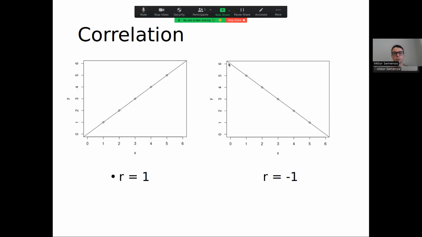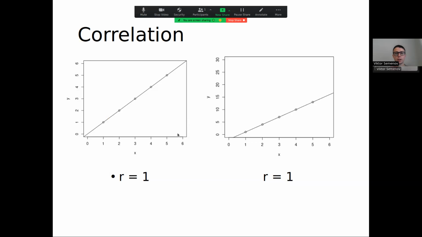If the dependency is reversed but still is very strict and predictable, it will be -1. So with an increase of value on the x-axis by 1, you see a decrease by 1 on the y-axis, or by another coefficient. This will be a negative correlation, and it will be -1. Still, a straight line goes through the points on the scatter plot for our data.